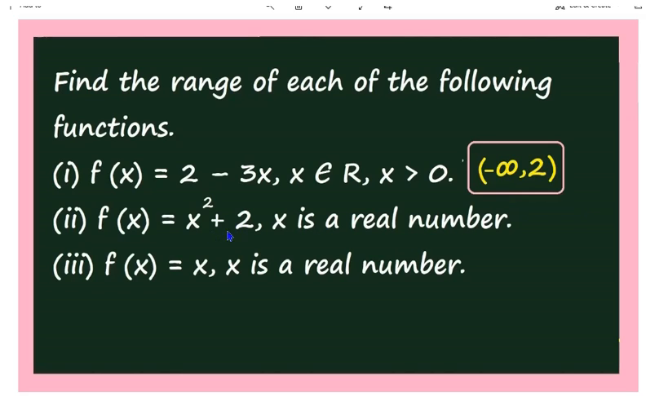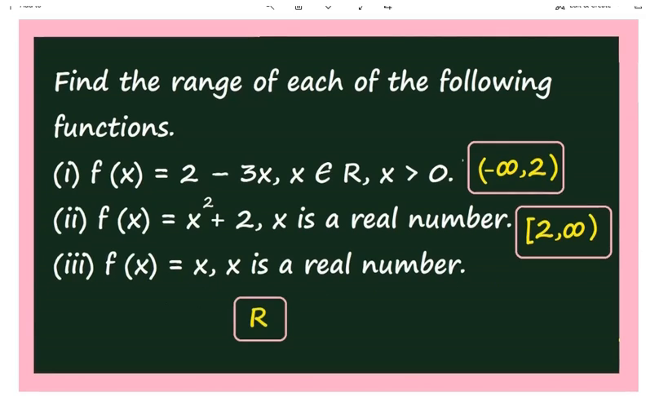And the second function, f(x) = x^2 + 2, where x is a real number. x^2 + 2 cannot be less than 2, because x^2 is always non-negative. x^2 + 2 is greater than or equal to 2, and therefore the range of the function is [2, infinity). And f(x) = x, where x is a real number. x takes all real values, and therefore the range of the function is the set of real numbers. And this completes this chapter, Relations and Functions. Thank you.